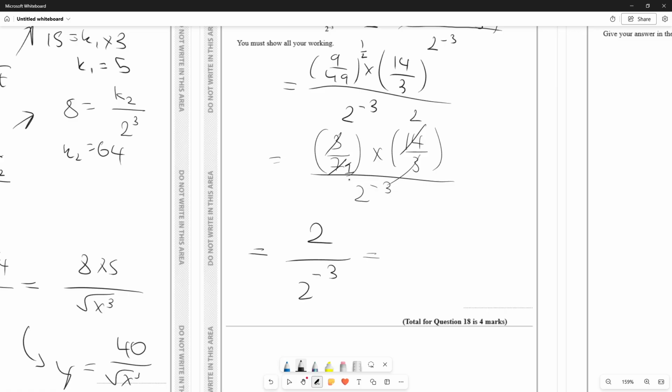Now we can do this. So this is technically to the power of 1. And whenever we have this division, this means you minus. So we have 2 to the power of 1 minus 3, which is equal to 2 to the 4th, and that's equal to 16.